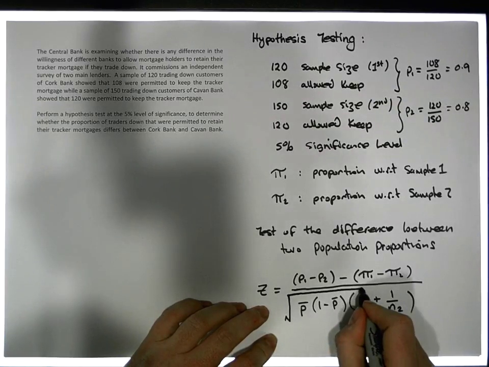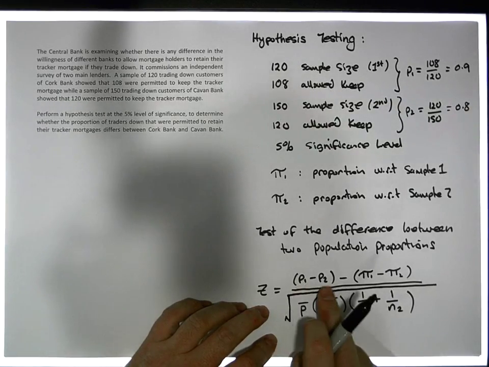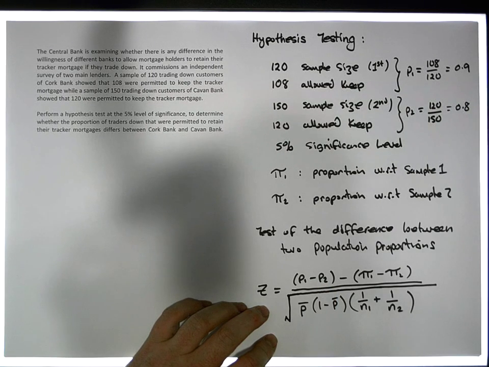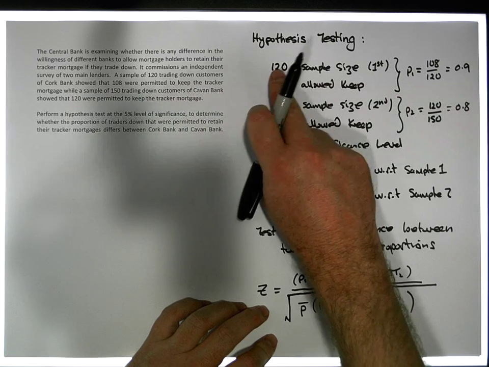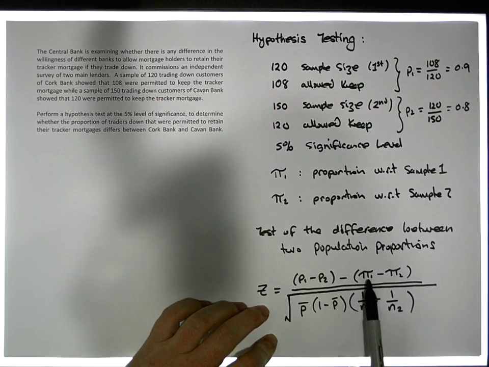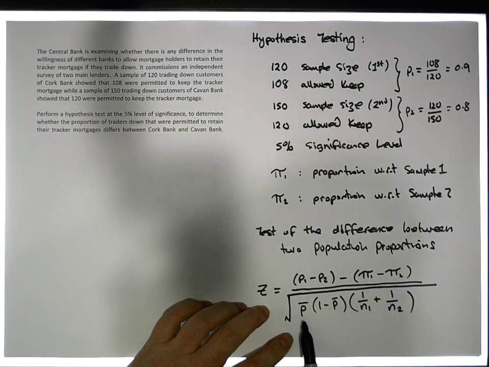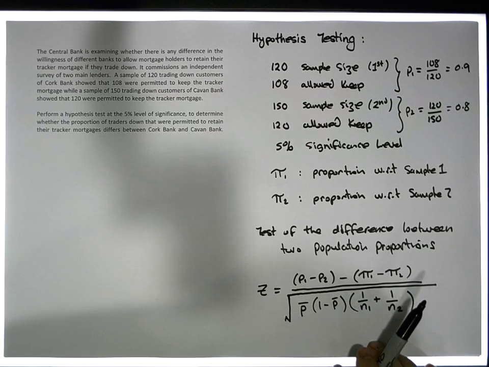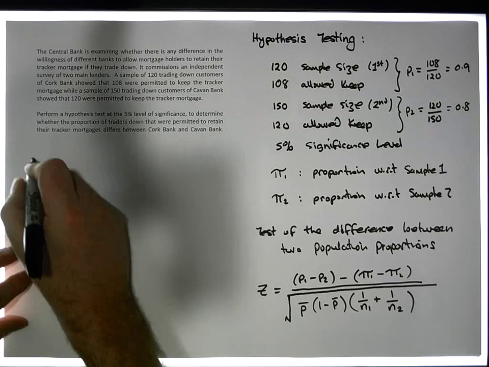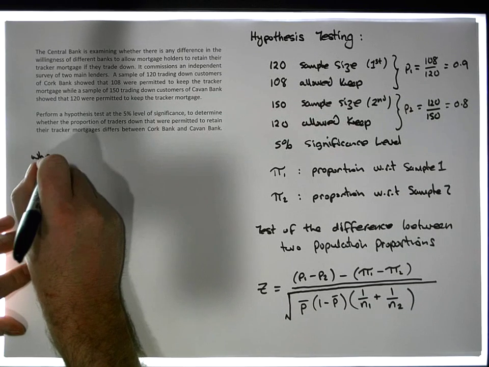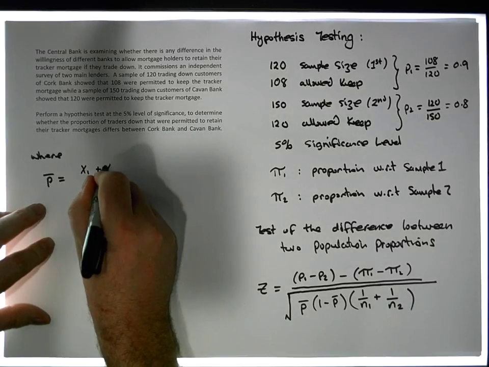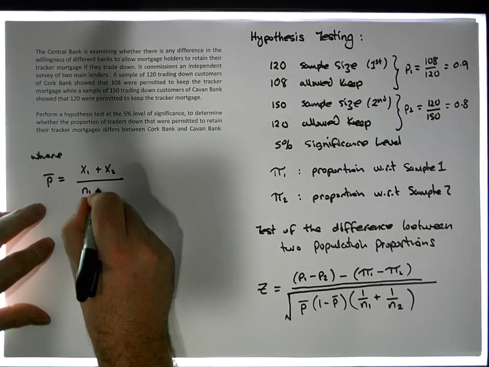Now, we already know what P1 is and what P2 is. P1 is 0.9, P2 is 0.8. We know what N1, the size of the first sample, is, which is 120, and N2, the size of the second sample, which is 150. So the only values that are missing are pi 1 and pi 2, and this p bar. But actually, we define p bar to be equal to x1 plus x2 divided by n1 plus n2.